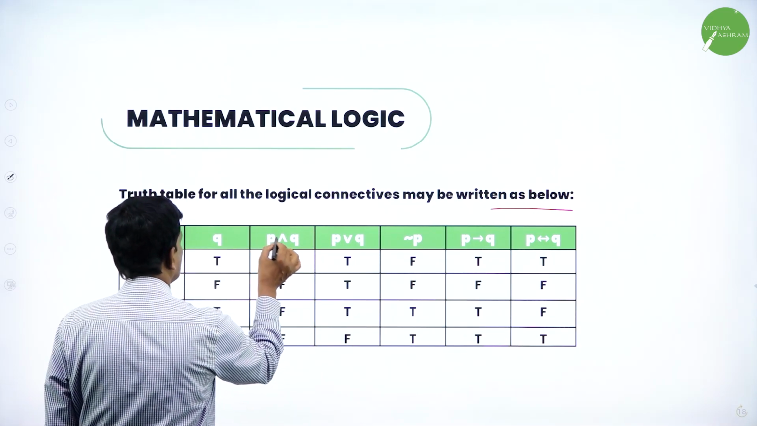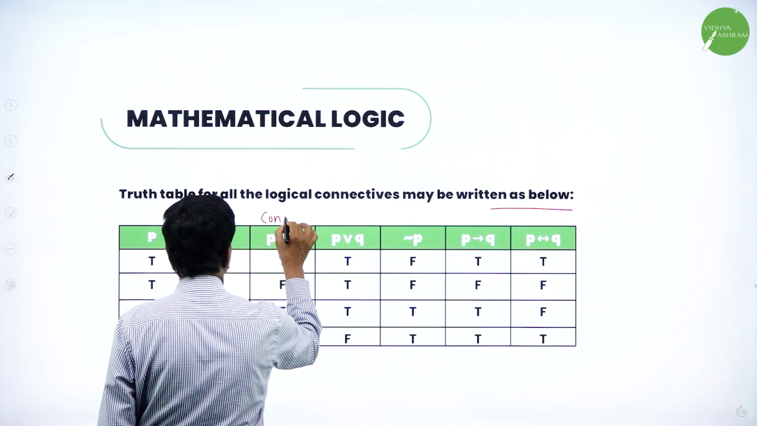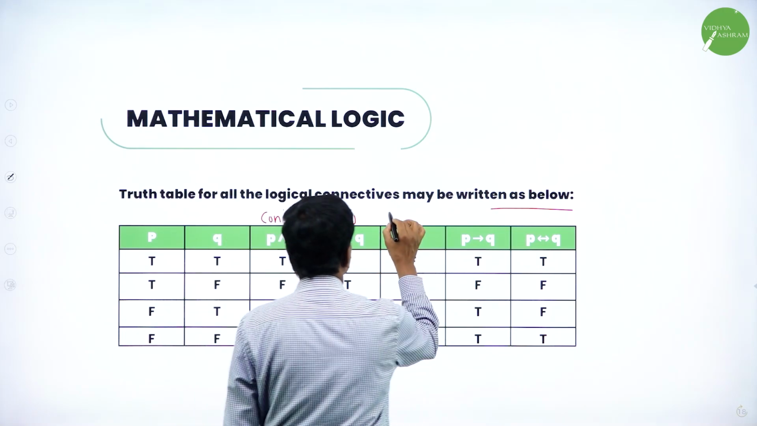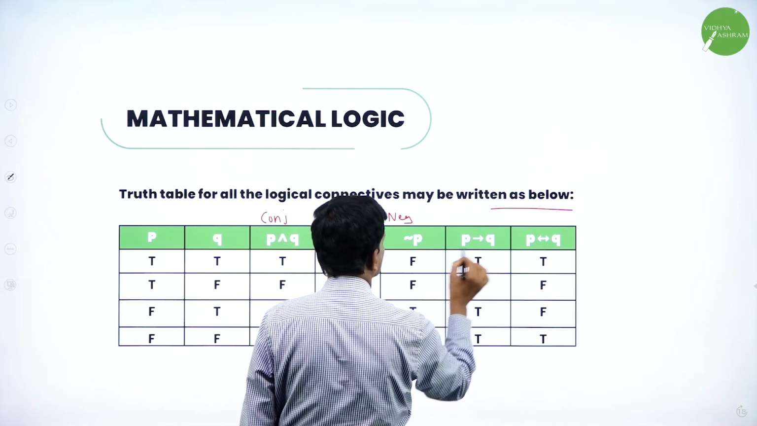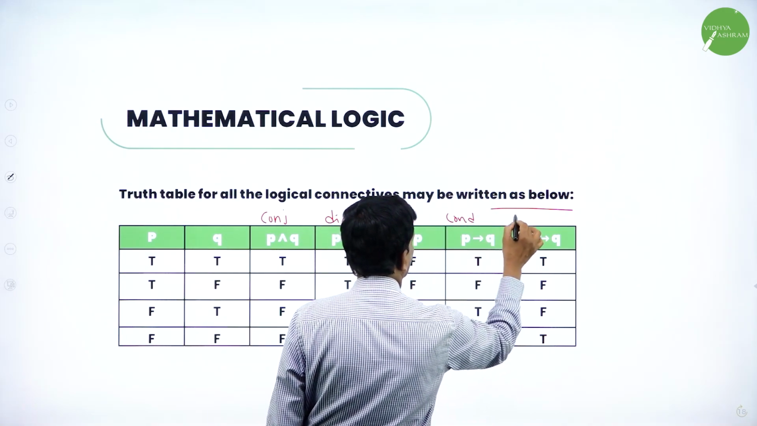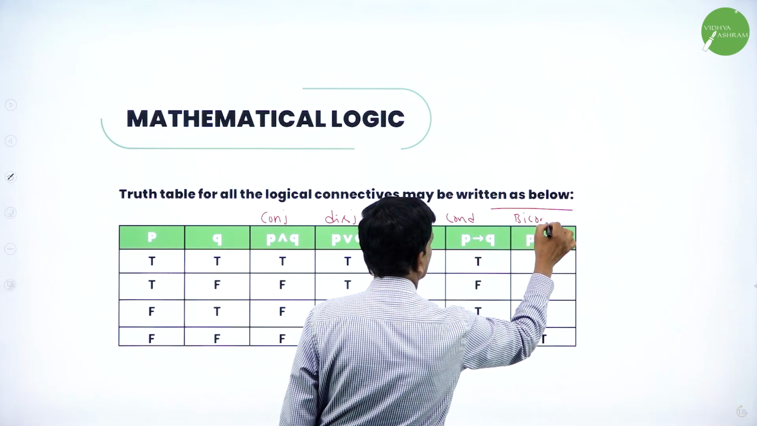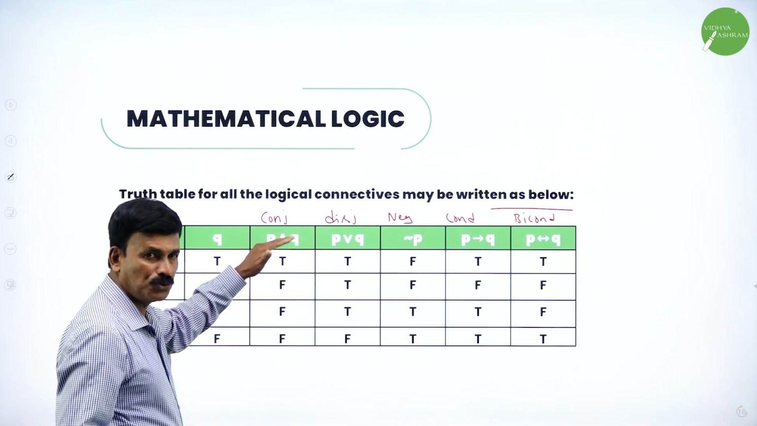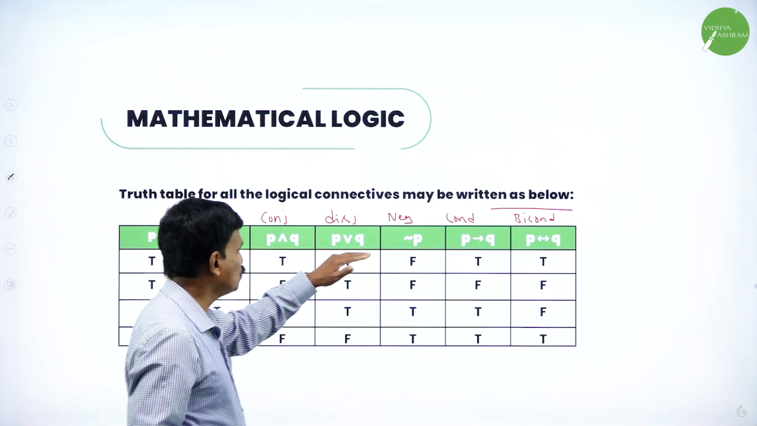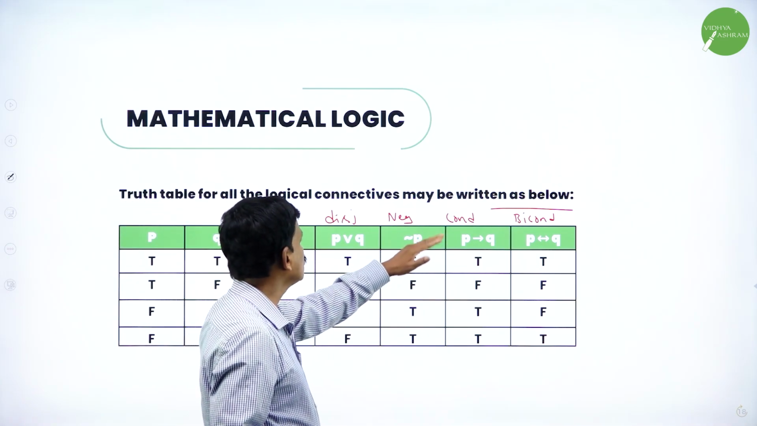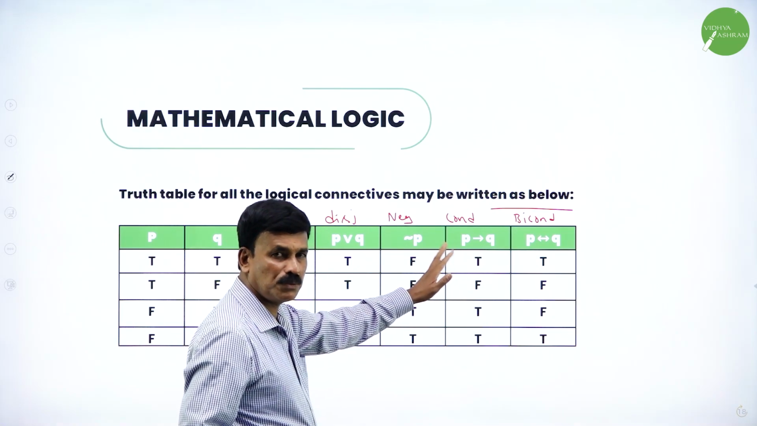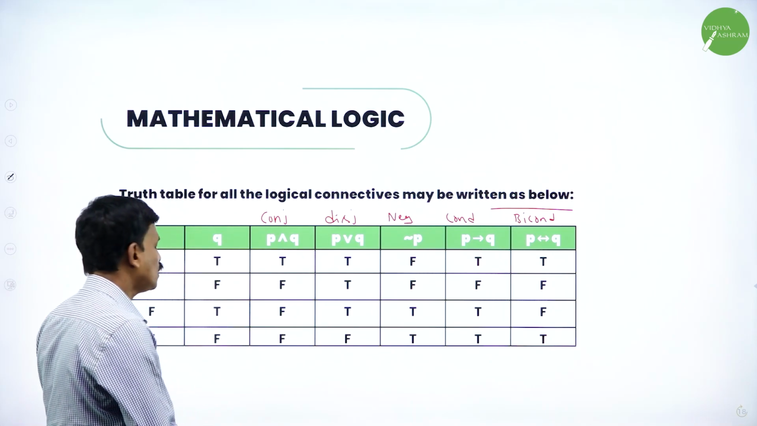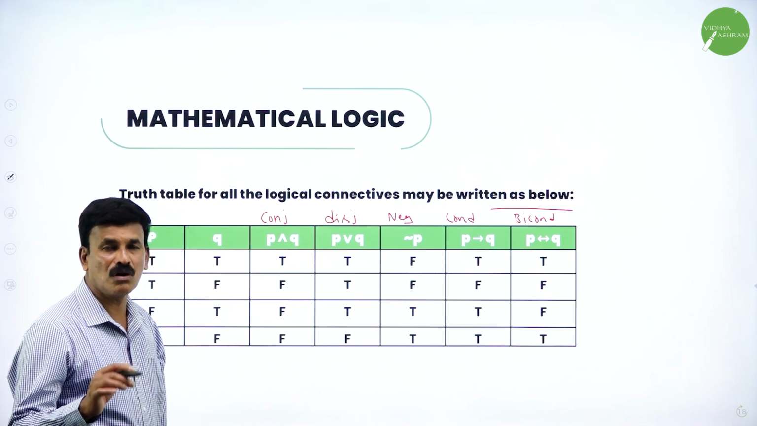So, these are called the connectives. This is conjunction, disjunction, this is negation, conditional and biconditional. That is P conjunction Q, P disjunction Q, negation P, then P conditional to Q and P biconditional to Q. Now let us write down the truth values for all the connectives.